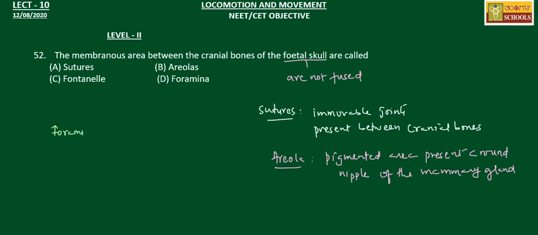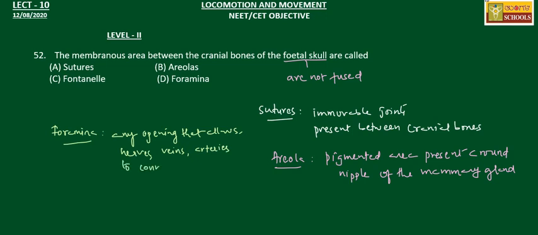Here this foramina is any opening that allows nerves, veins, arteries to connect from one part to another. So they are called foramina.